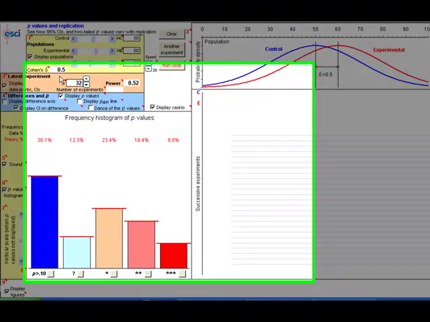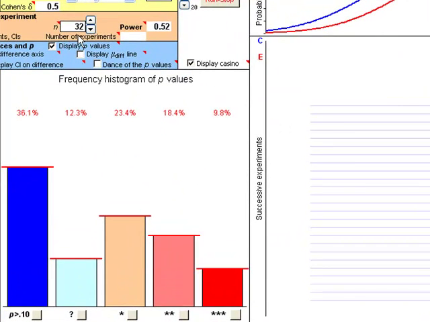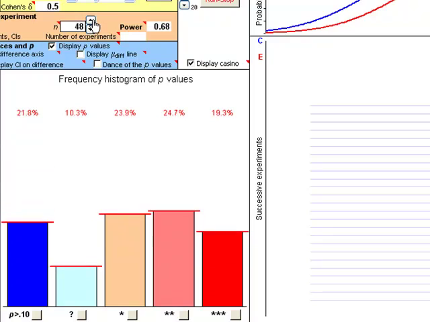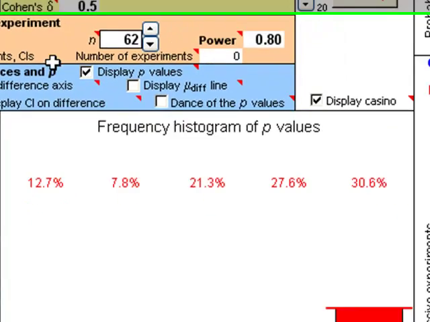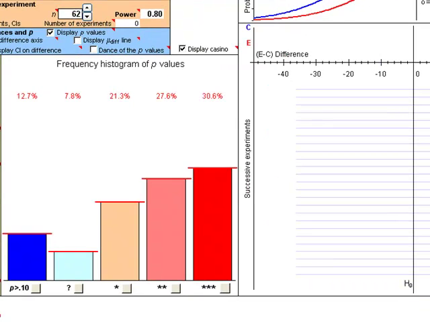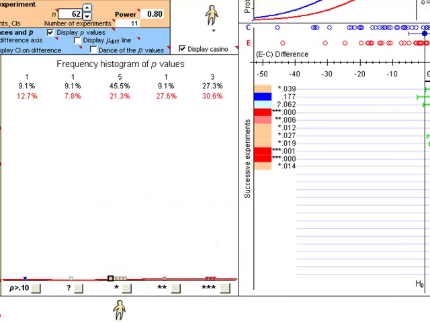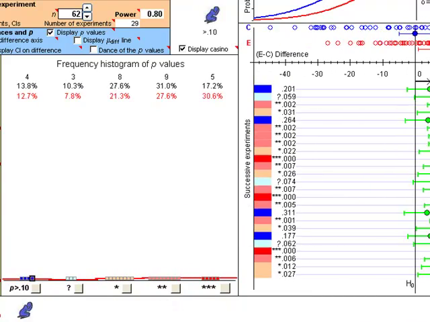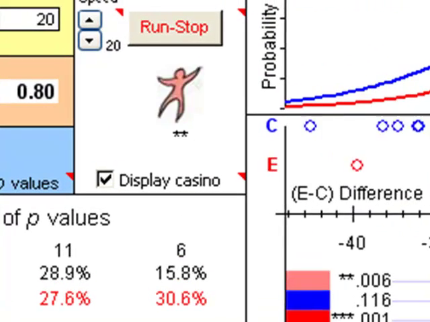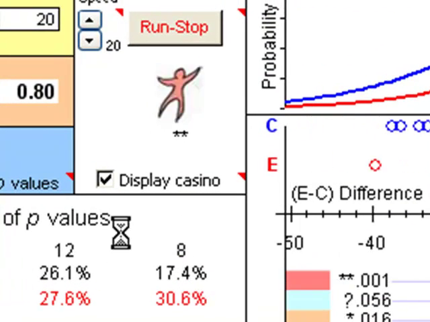With effect size 0.5, vary the sample size and see power and the distribution of p changing. With n equals 62, large samples, power is 0.8, often considered acceptable power. The dance of the p-values gives more trumpet, but still p-values jumping all over the place. Would you like your tenure dependent on winning this version of p-roulette?